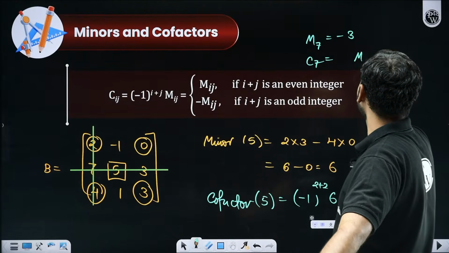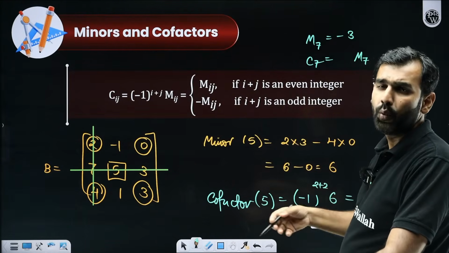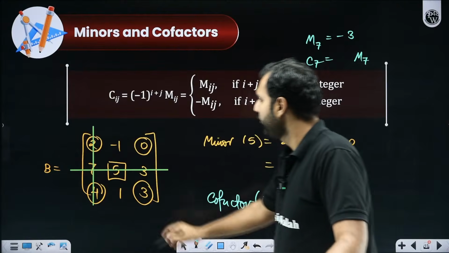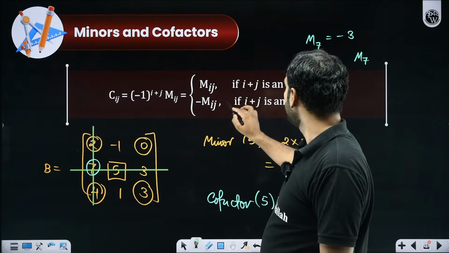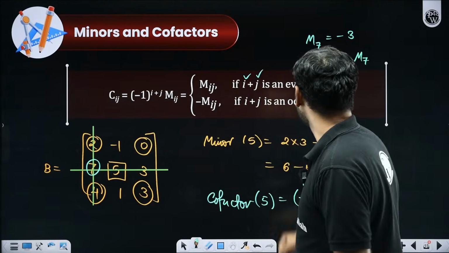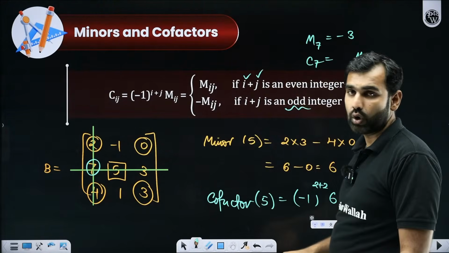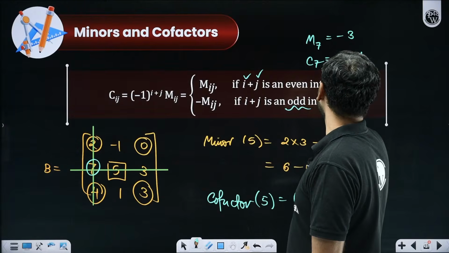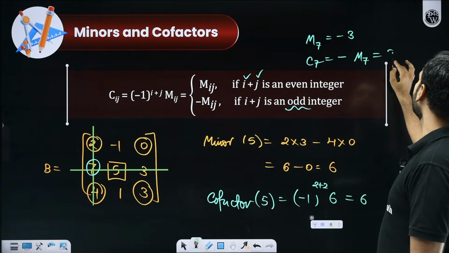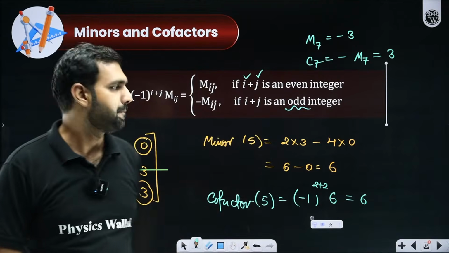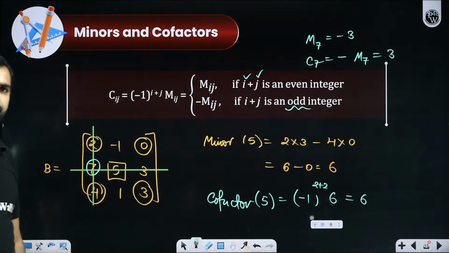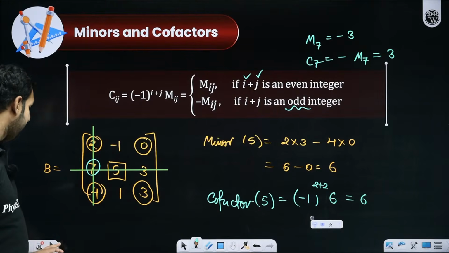Now, what will be cofactor of 7? Sir, cofactor of 7 will be minor of 7 only with a sign. What is the sign? For this 7, it is positioned at second row, first column. So it will be 2 plus 1, which in our case is odd. So just put a negative sign. So your value of negative 3 becomes 3. So cofactor of 7 will be plus 3. Everybody understood that? Can I move ahead from here?